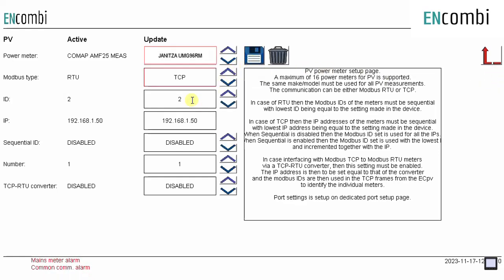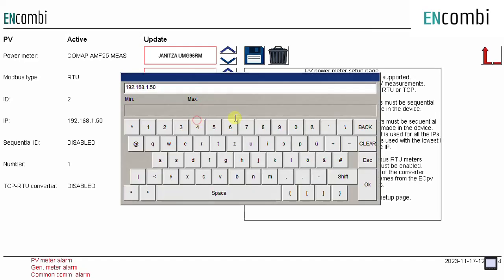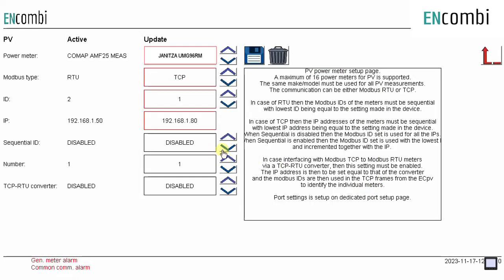Do the setting by starting to select your power meter version and change the TCP type. Then add the ID number. Finally, you have to enable TCP RTU converter.